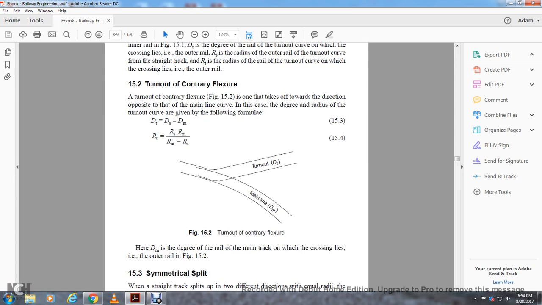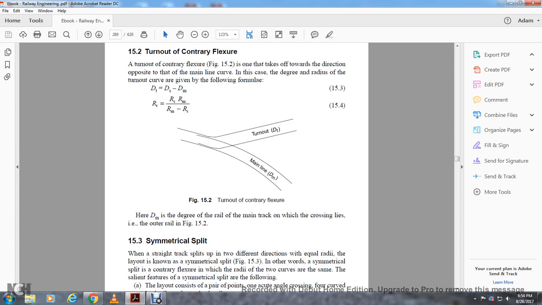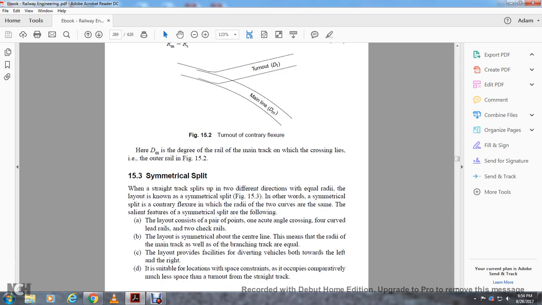The turnout with the contrary flexure. Here Dm is the degree of the rail of the main track of the crossing lines of the outer rail. Figure 15-2.